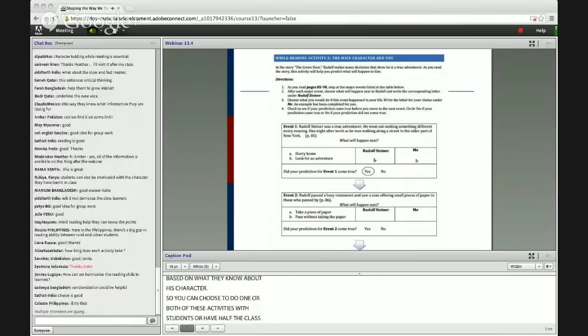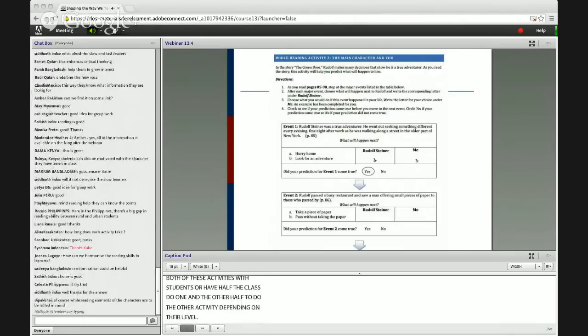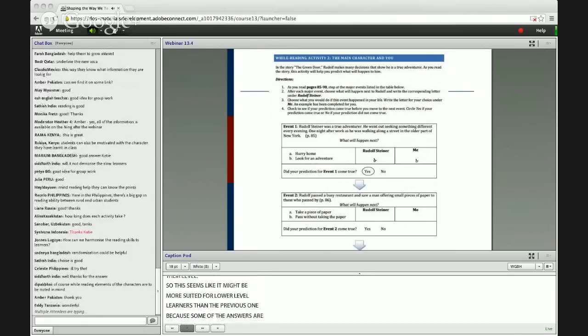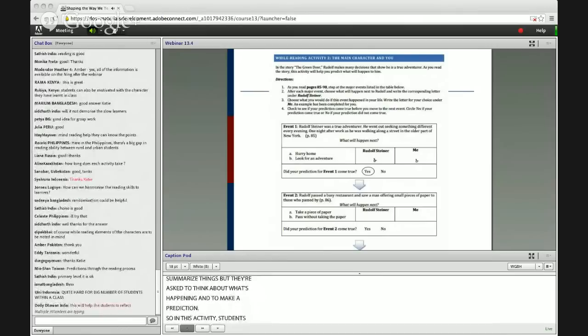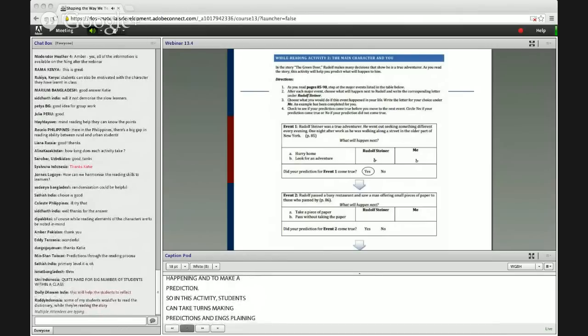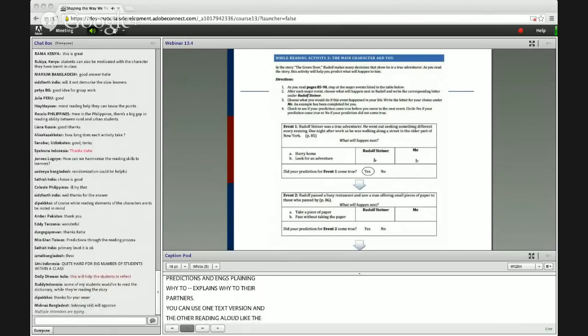So this one seems like it might be a little bit more suited for lower level learners than the previous one, because they aren't asked to necessarily summarize things, but they're asked to think about what's happening and to make a prediction. So in this activity, students can take turns making predictions and explaining why to their partners. And if you're using the text version, one student could read aloud while the other listens and makes a prediction, kind of like what we suggested for the previous one. Right? So if some students read a little slower and other students read a little faster, then pairing them this way can help kind of balance out the time, and everybody might finish more around the same time.